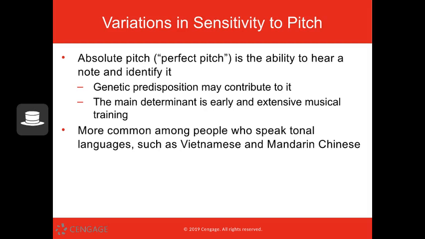There's a genetic predisposition that may contribute to it. But the main determinant is early and extensive musical training. So, if as a child you were exposed to a lot of music, then you're going to form those pathways that make it easier for you to recognize pitches out of the air.